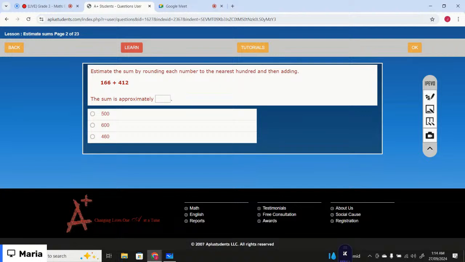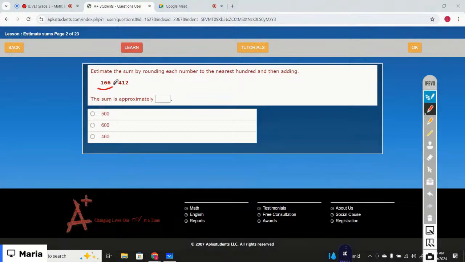Okay, the next one is estimate the sums by rounding each number to the nearest 100 and then adding. You have to add 166 plus 412. So which is the correct option? You have 166, right? That is between 100 and 200. But 166 is more than 150, right? Here you have 166. So it would be rounded off to 200.